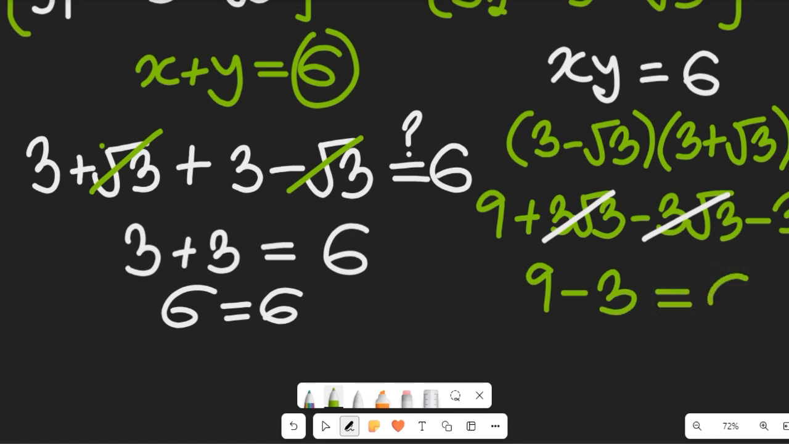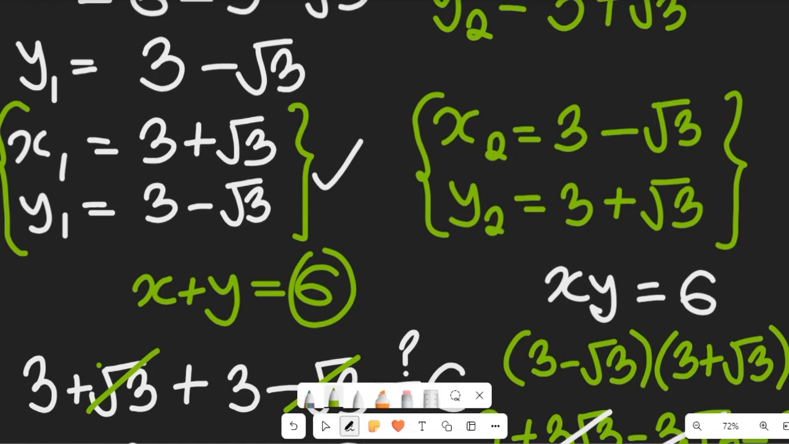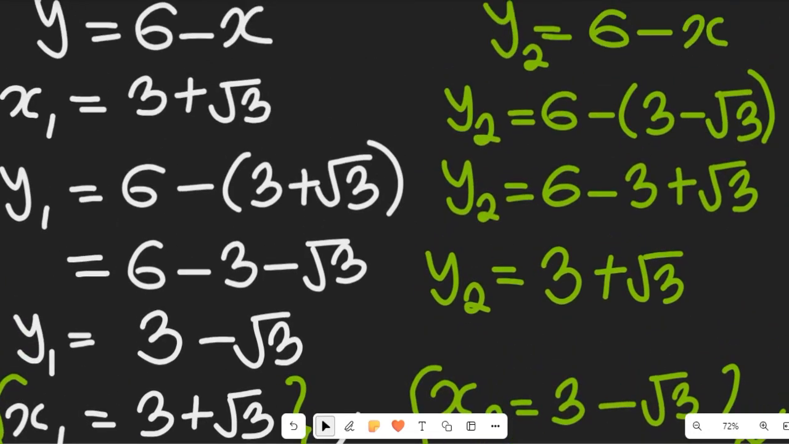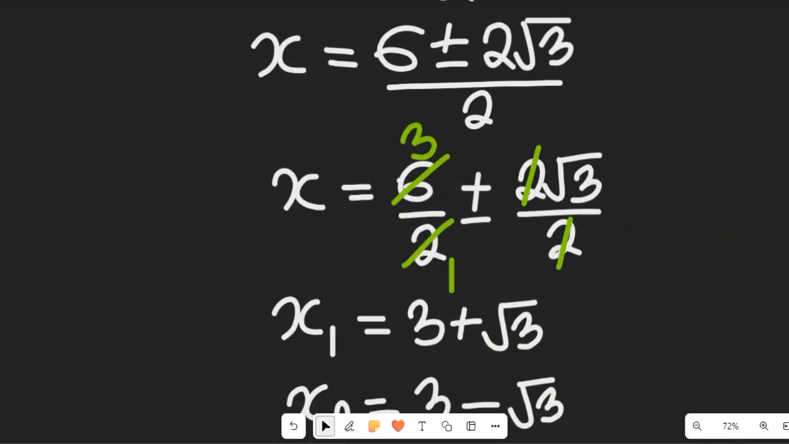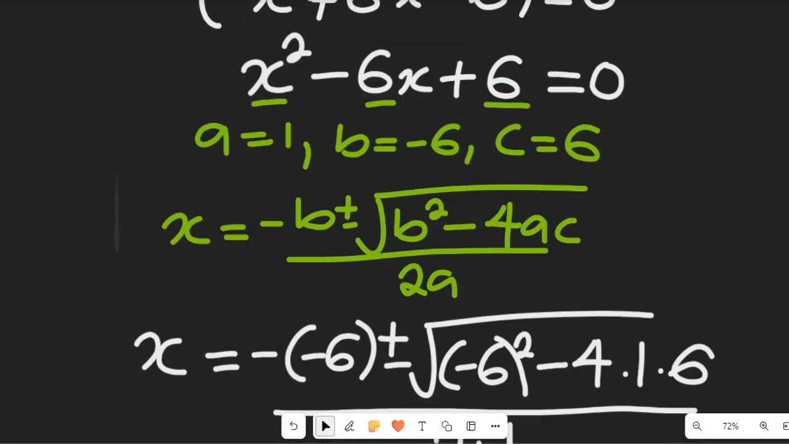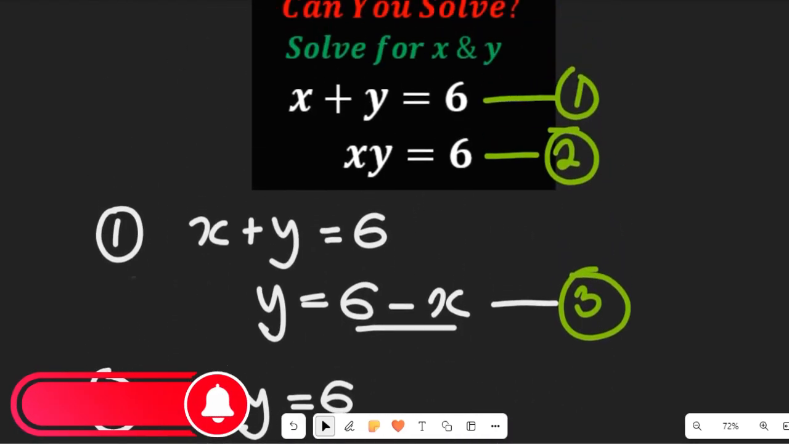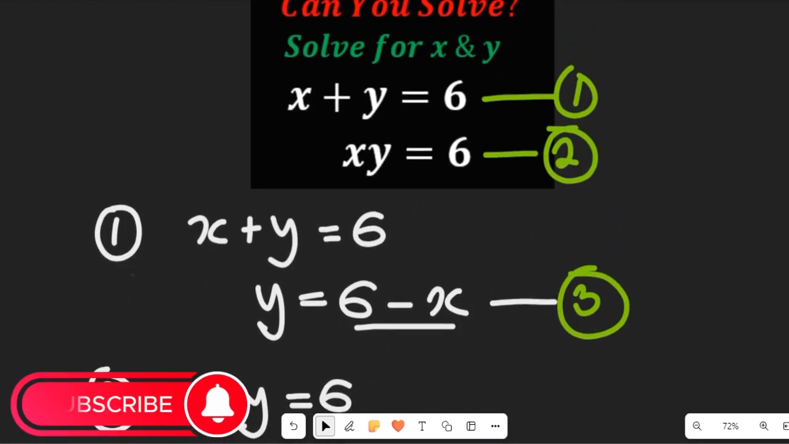Is it equal to 6? So that is going to give us what? 9 minus 3 is 6. So 6 is equal to 6, and that tells us that this expression is also correct. So you see the two solutions are the right solutions to those expressions that were given to us in the beginning of this class. So you see, very, very easy.